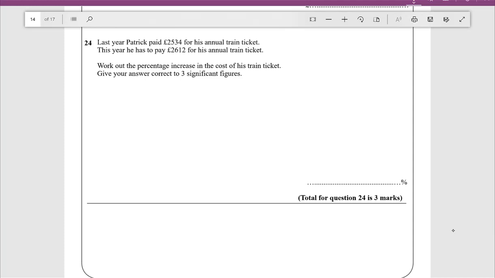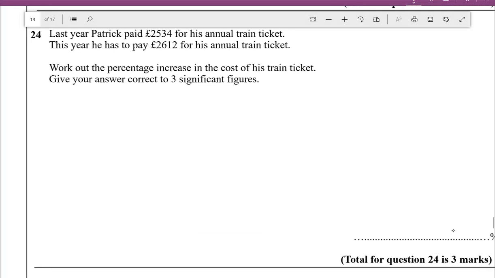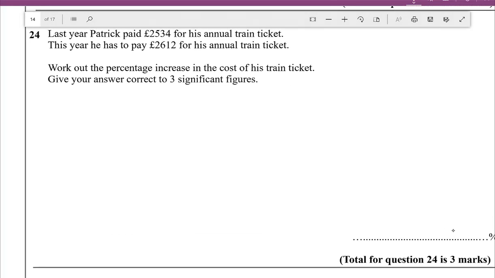Last year, Patrick paid £2,534 for his annual train ticket. This year, he has to pay £2,612 for his annual train ticket. Work out the percentage increase in the cost of his train ticket. Give your answer correct to 3 significant figures, and it's worth 3 marks.